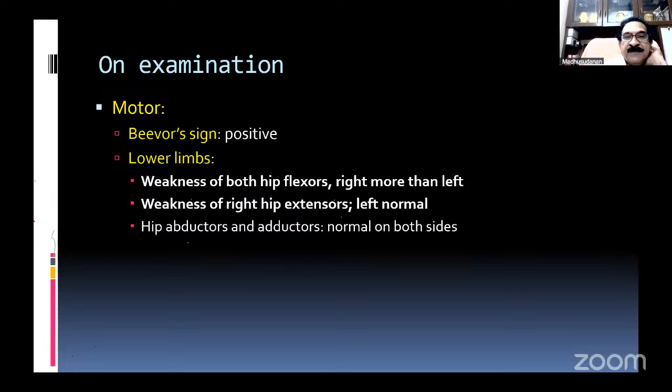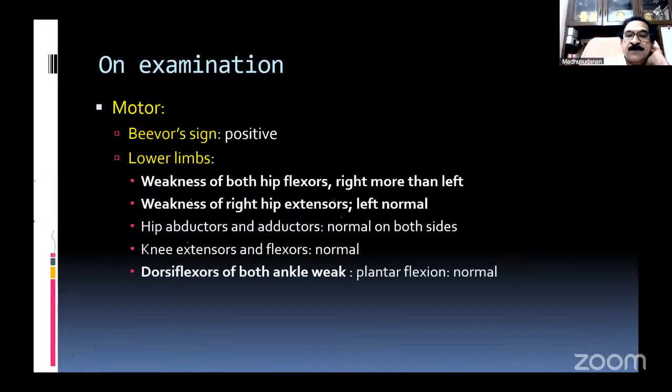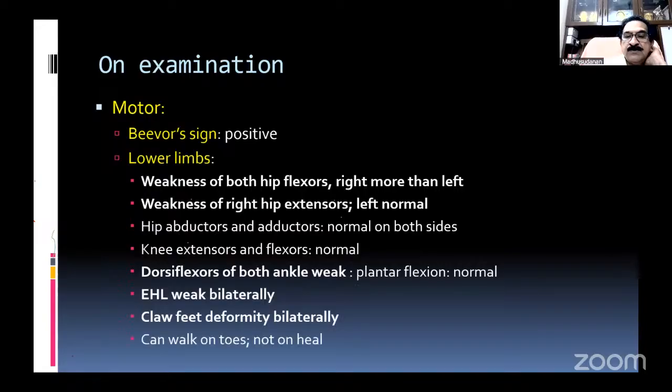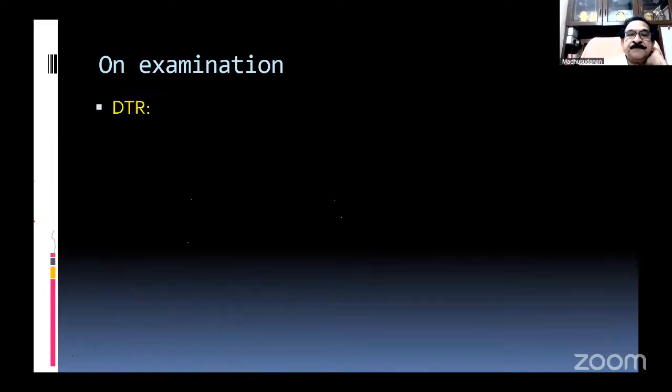In fact, hip flexion weakness is mainly on the right side, with only mild weakness on the left. Hip abductors and adductors are normal, and knee extensors and flexors are normal. Dorsiflexion of both ankles is weak, plantar flexion is normal, and both EHL are weak bilaterally. Claw feet are deformed bilaterally. She can walk on toes, not on heels. She could get up from a low stool.